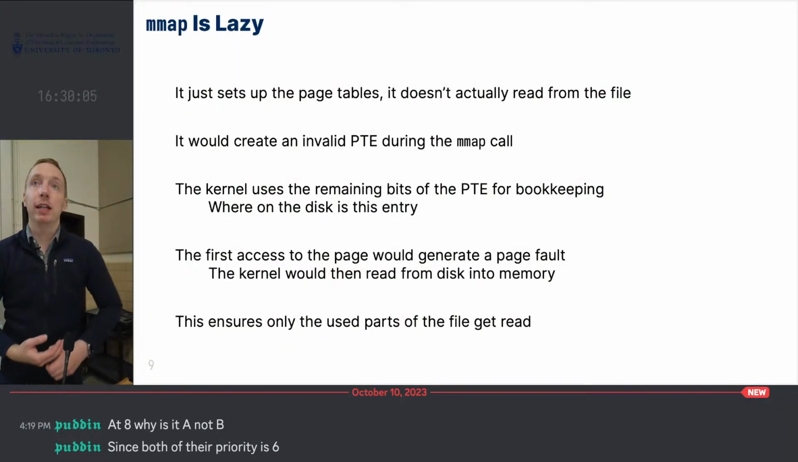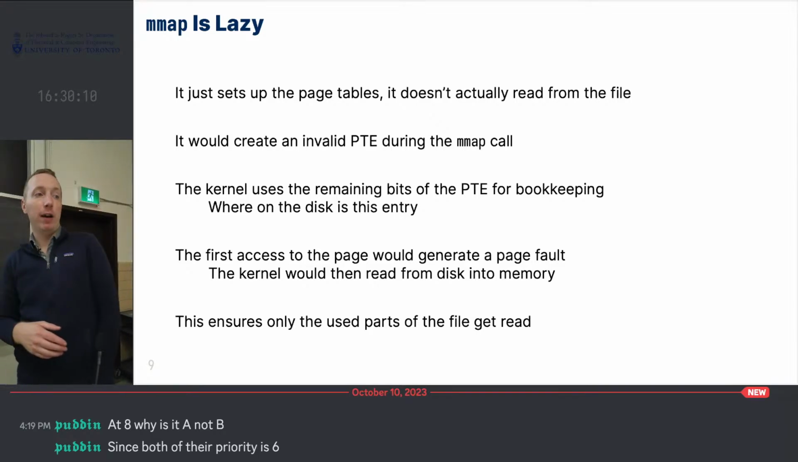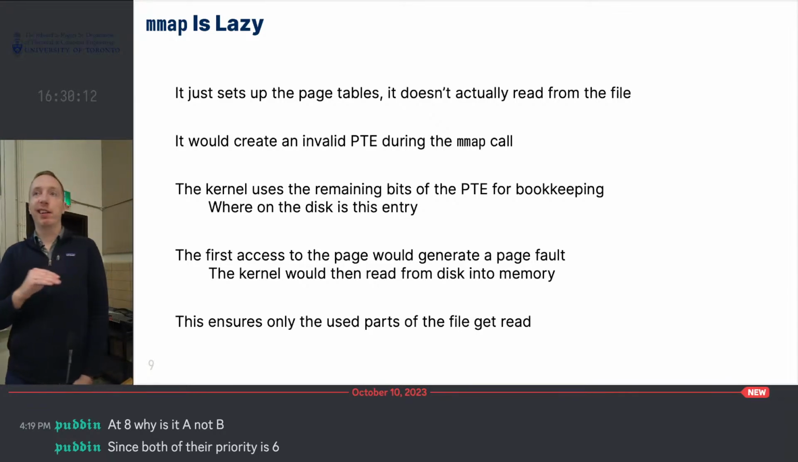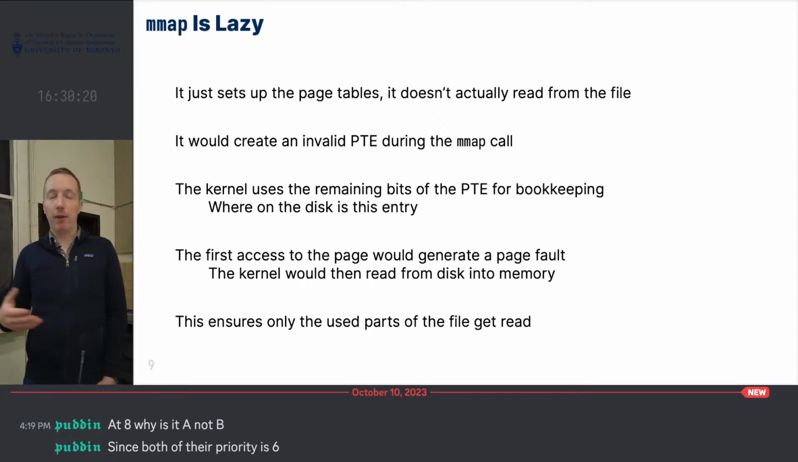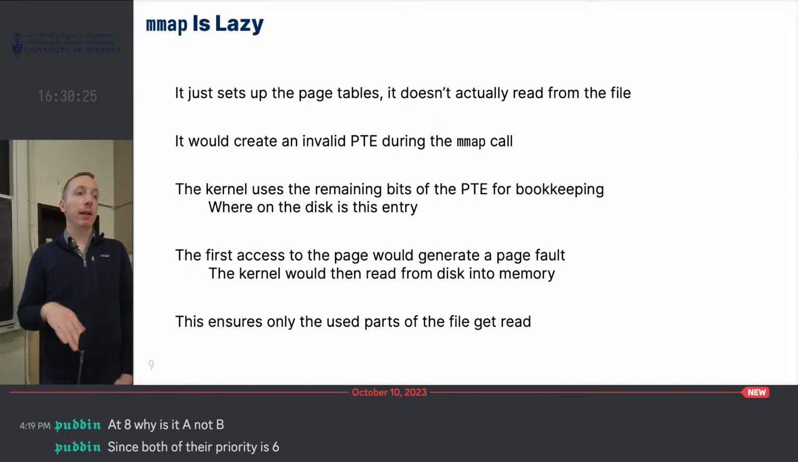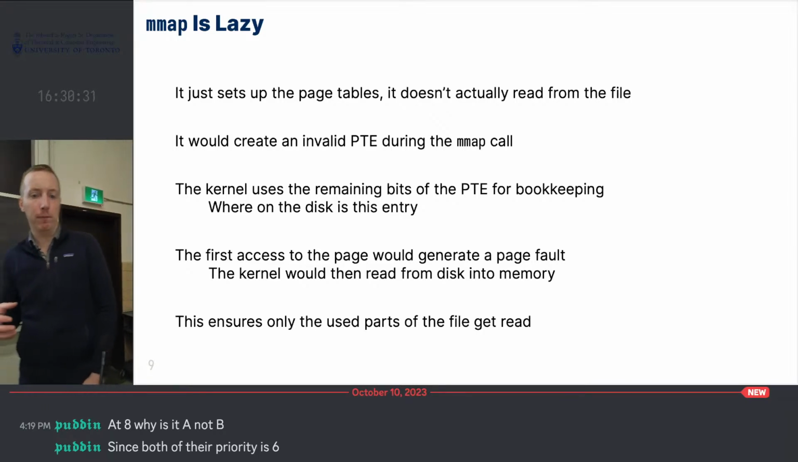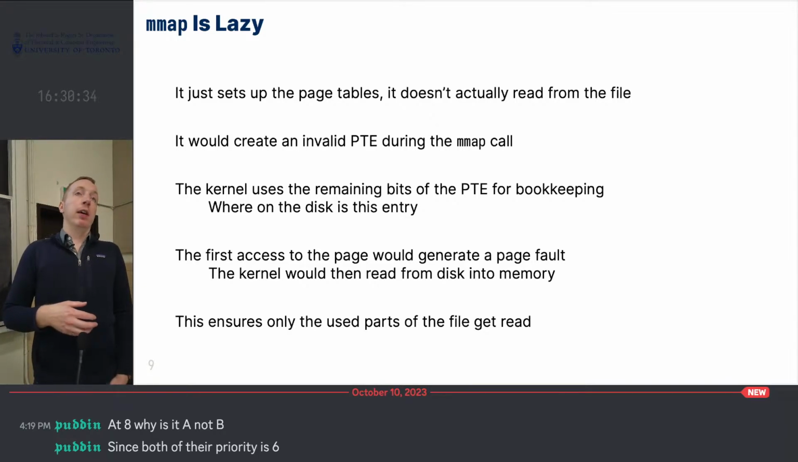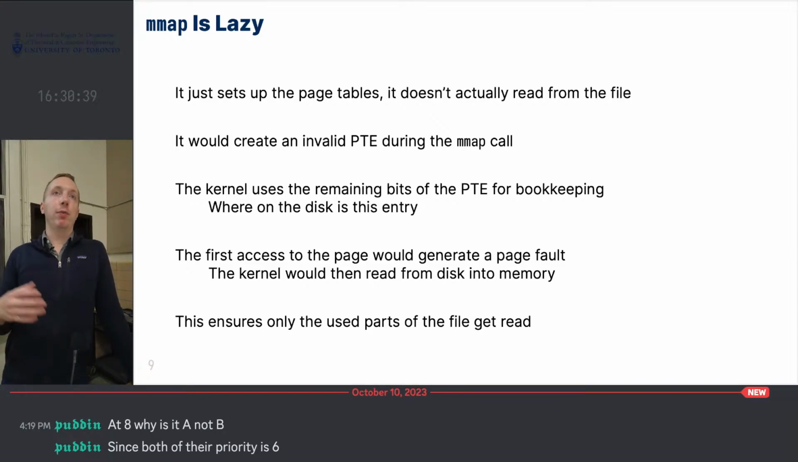So mmap is really lazy. All it does is set up page tables. It doesn't actually read anything from the file. What it would do is set aside page table entries, as many as it needs. It would set aside however many pages it needs to fit in that mapping, and it would create invalid page table entries during that mmap call and reserve some virtual address space. Now, because of this, if the MMU tried to resolve this, it would page fault because they would be invalid.